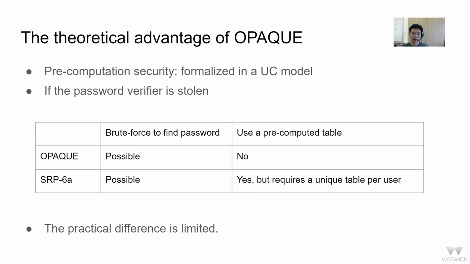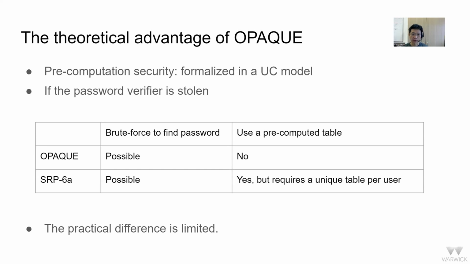There's one theoretical advantage promoted in favor of OPAQUE, and this is also one of the main reasons why OPAQUE was selected by IETF. This is so-called pre-computation security. There's a formal definition of this notion in the OPAQUE paper. What this means is that when the server is compromised, so the password verifier is stolen, then the attacker will be able to do a brute force attack to find the password. This is possible for both OPAQUE and SRP6A.